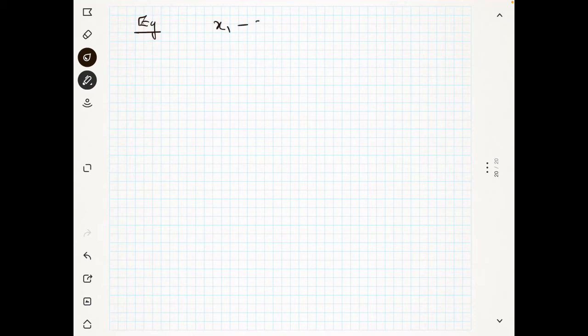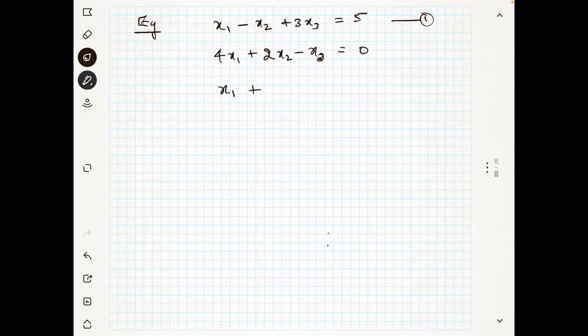Let's say x1 minus x2 plus 3x3 is equal to 5. This is equation number 1. Then 4x1 plus 2x2 minus x3 is equal to 0. The next equation is x1 plus 3x2 plus x3 is equal to 5.